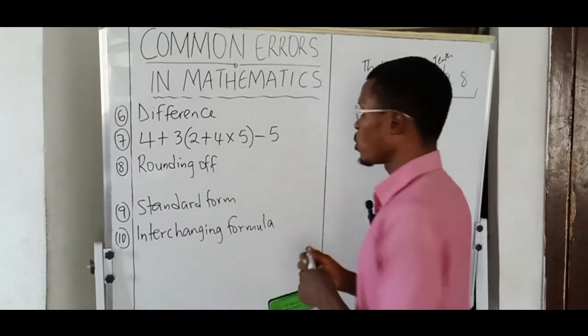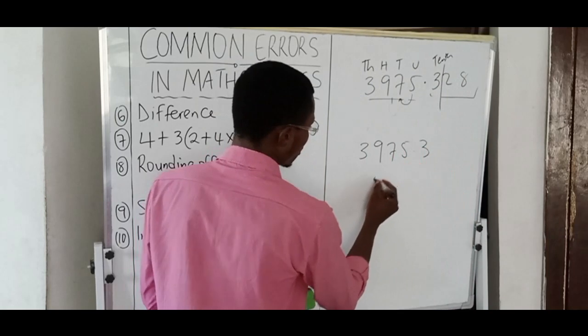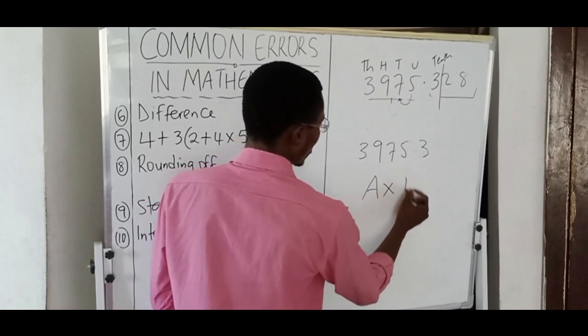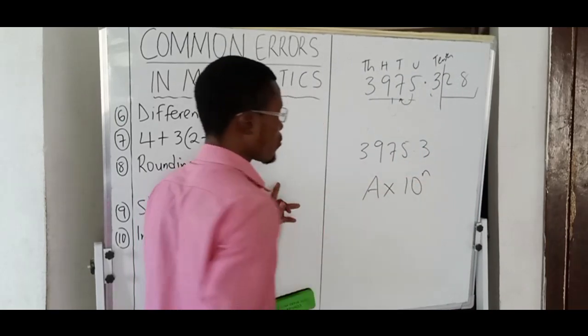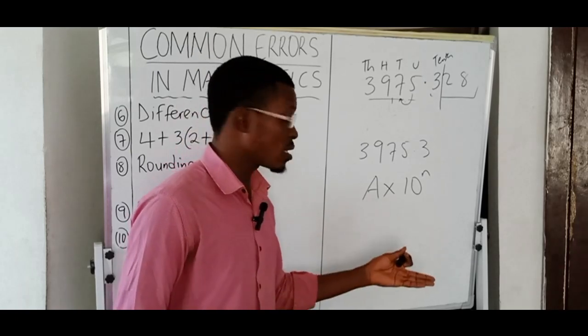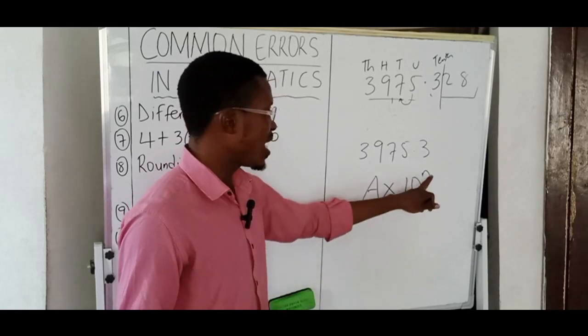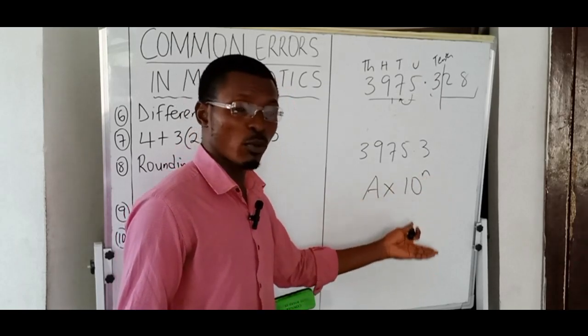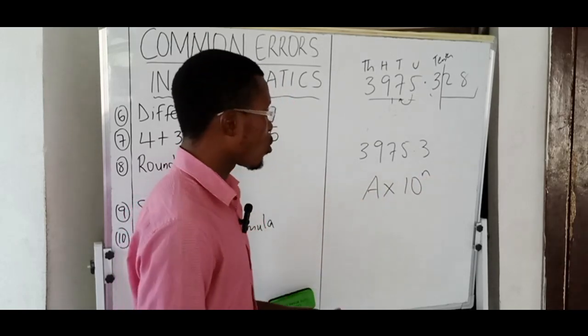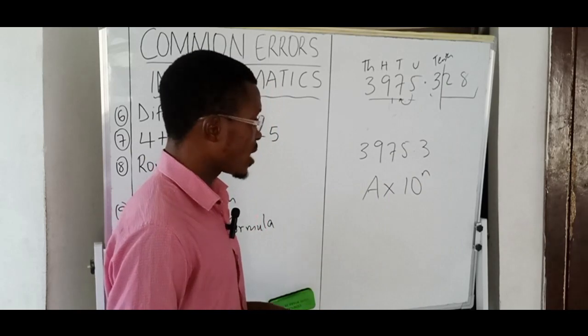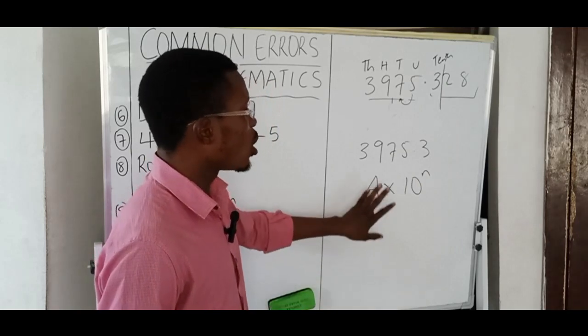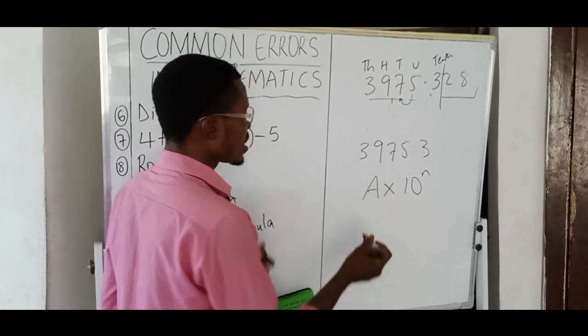Next, you have standard form. Numbers in standard form generally are written in this form: A times 10 to the power of n. A is a number between 1 and 10, and n could be a positive whole number or a negative whole number. Now, the mistake most students make here is in the area of getting the value A.